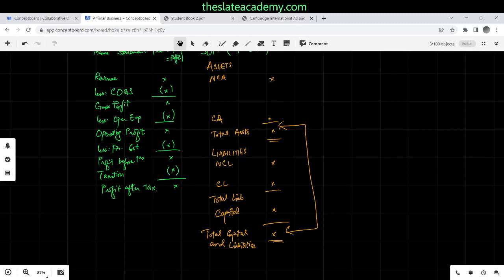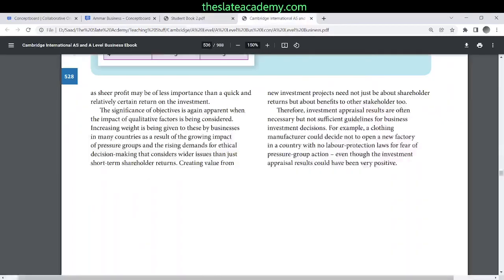Got it? Yeah. All right, moving on to the ratios that we are supposed to cover.